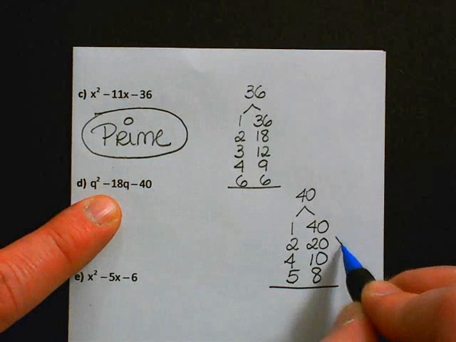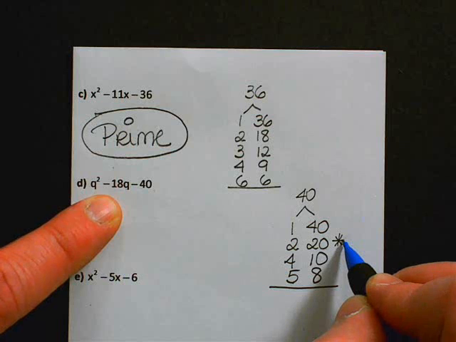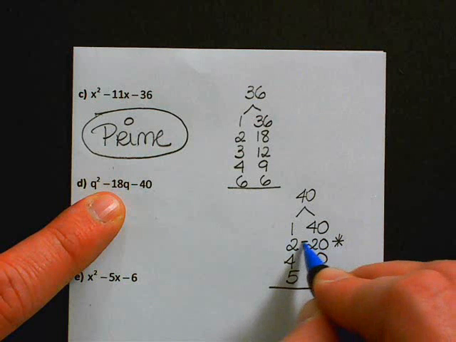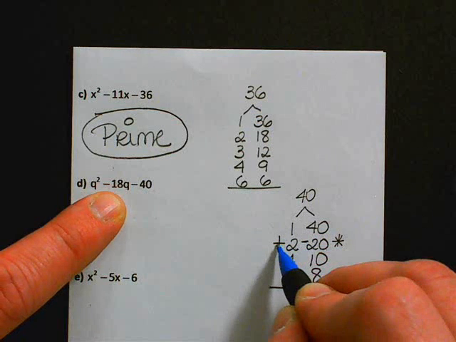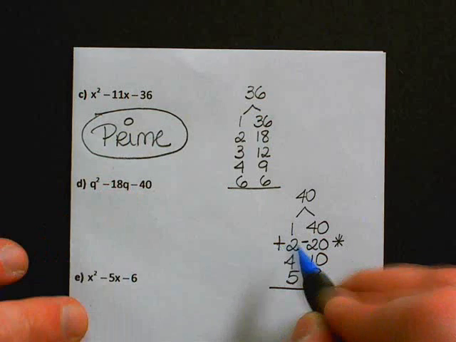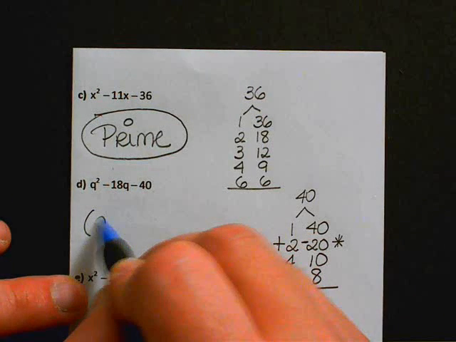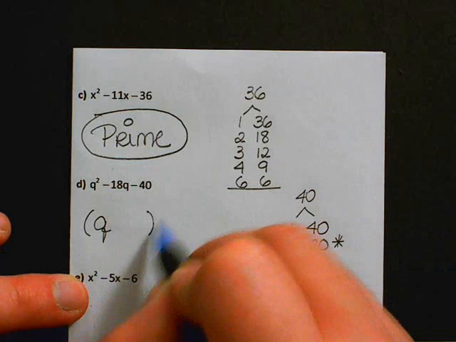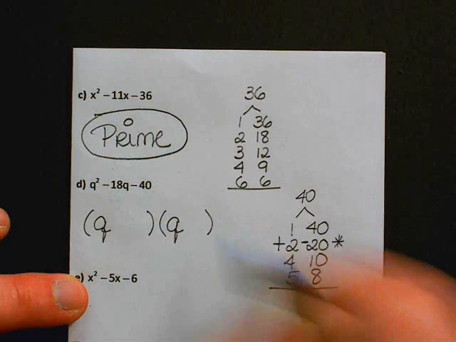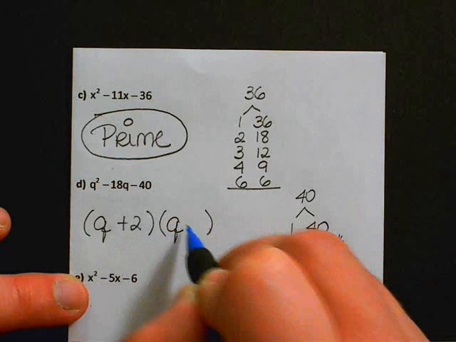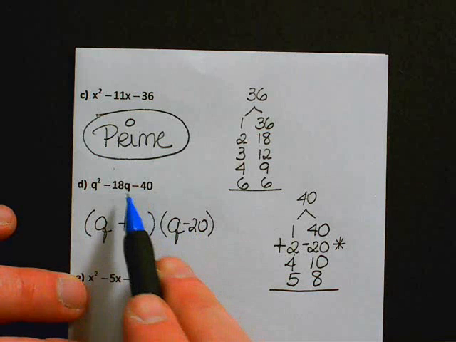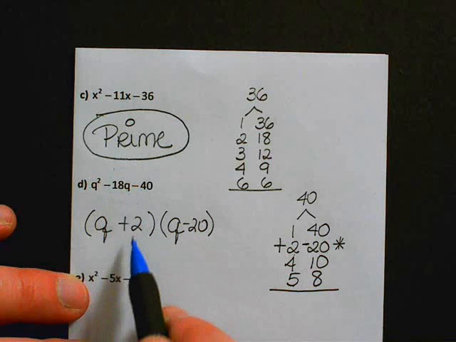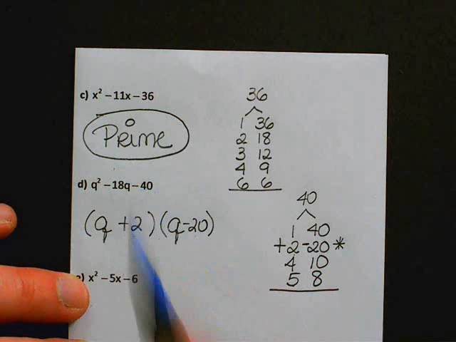What two numbers give me 18? This would be 2 and 20. 18 is negative, so that means the biggest will be negative, and the 2 will be positive. A negative times a positive does give me a negative, so that means this works. So you're going to put Q and Q, and you're going to put plus 2 and minus 20. Plus 2 minus 20 gives me negative 18. Positive 2 times negative 20 gives me a negative 40. So that's good.